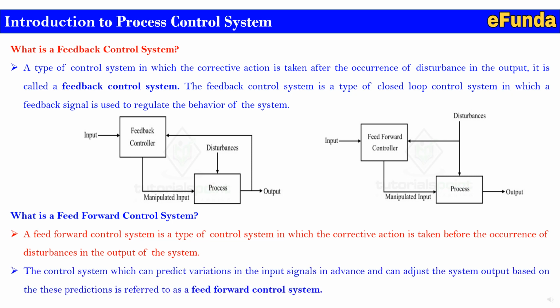The control system which can predict a variation in the input signal in advance and accordingly can adjust the system output based on this prediction is referred to as a feed forward control system.